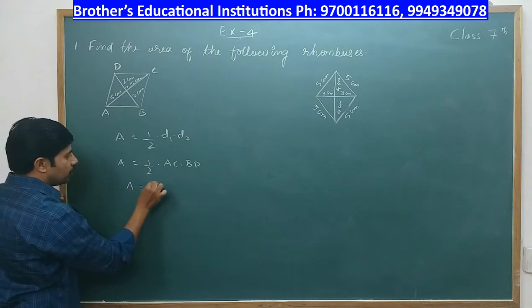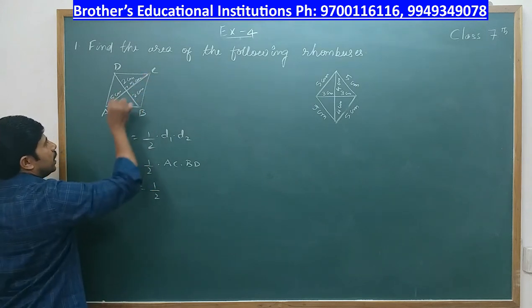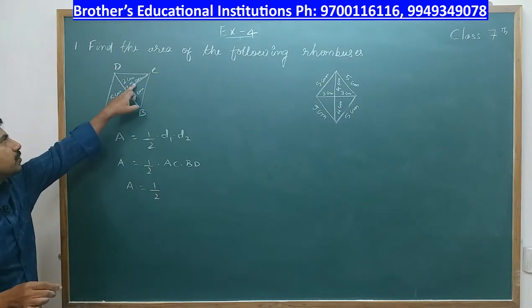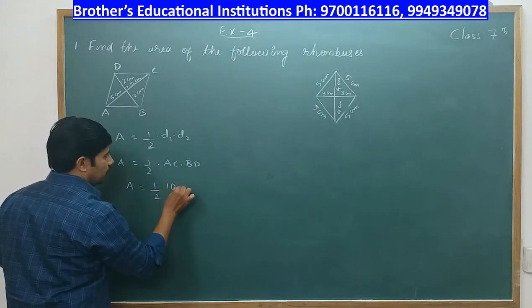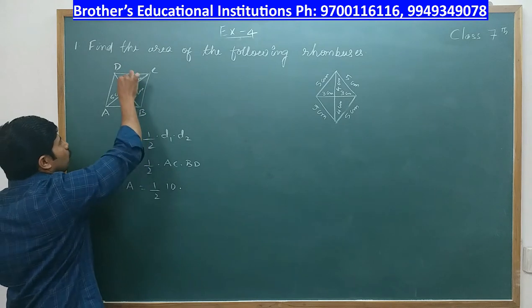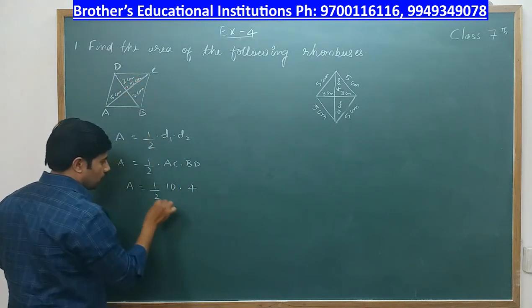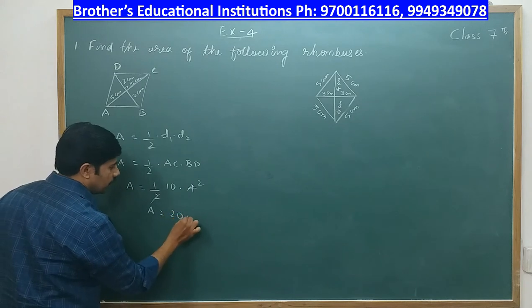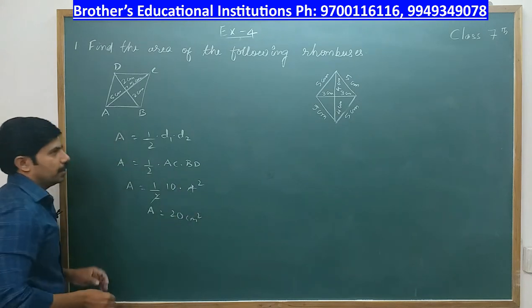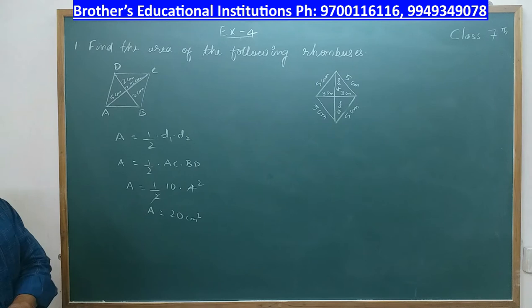So A is equal to half into AC, which is nothing but 5 plus 5, add the length, 10, into BD. BD is nothing but 2 plus 2, 4. So 2 1s are 2, 2 5s are 10. So area is 20 centimeter square. Okay, now we'll go to the next one.